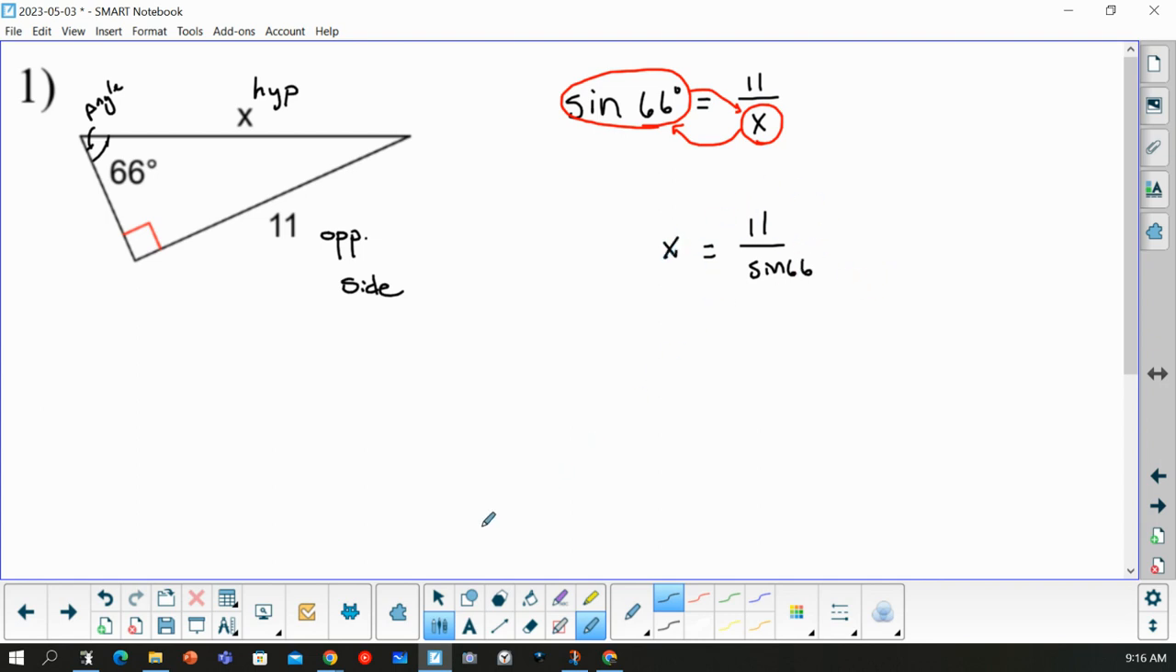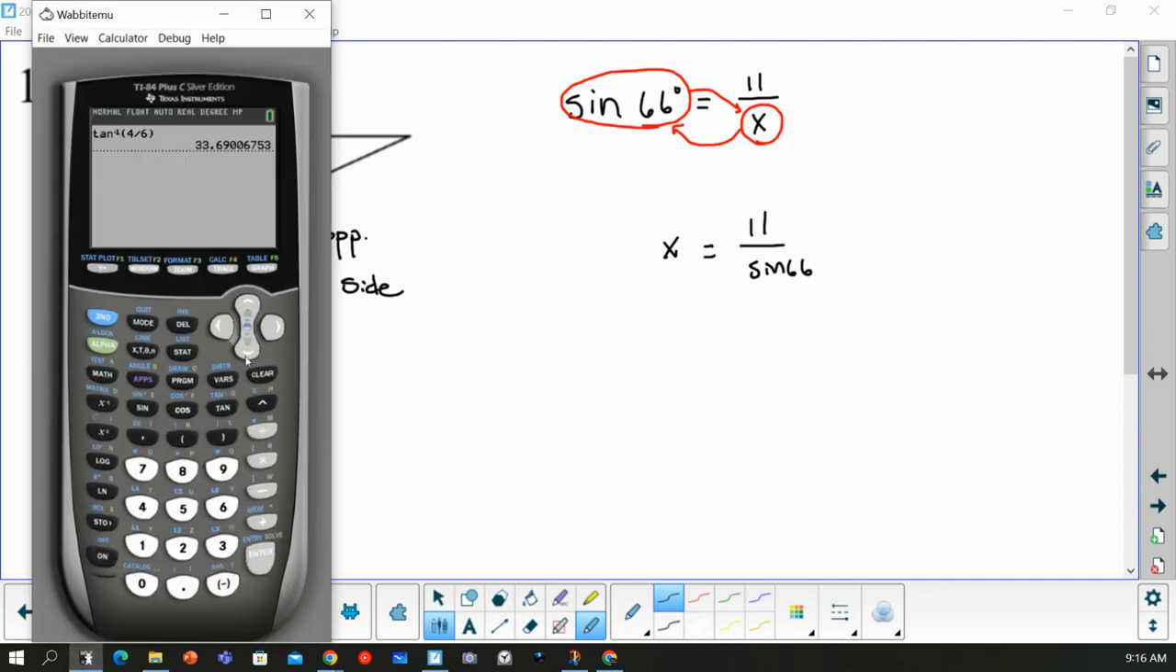So now I can plug this into my calculator. So let me grab my calculator here. So I'm going to do 11 divided by the sine of 66. I get 12.04, so if I'm rounding it off to the nearest tenth, it'd be 12.0. And that is my answer to number 1.